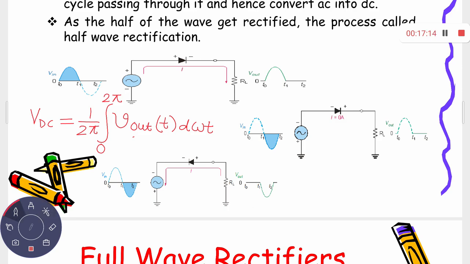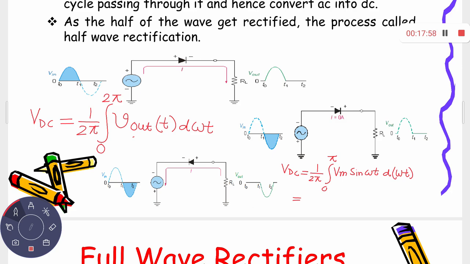Now there will be some change. VDC is 1 by 2 pi times the integral, and 0 to 2 pi I can break into two parts: 0 to pi and pi to 2 pi, a definite integral. Now from pi to 2 pi, what is the value? Zero. So only 0 to pi. And from 0 to pi, V out of t looks like Vm sine omega t, so Vm sine omega t d of omega t.